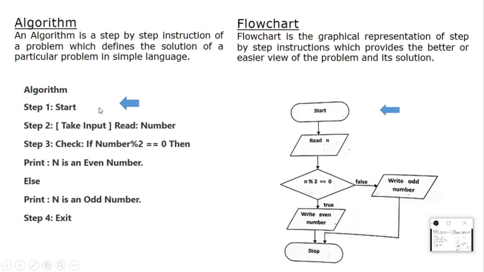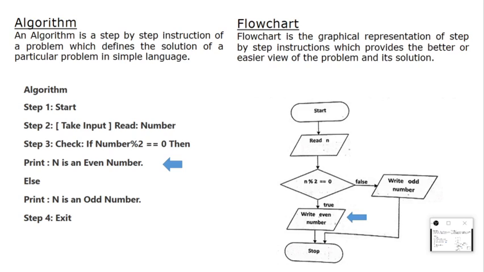So let us see it one step at a time. First, here we have started, and on the right side also you can see it has started. Second, we have read the number. Third, we have taken a number. Let us assume we have taken an even number. So any even number, if it is divided by 2, the remainder will be 0. So the condition will become true, and it will go to the next statement. It will print even.